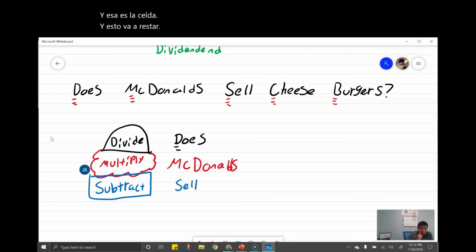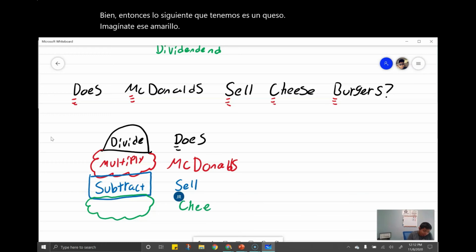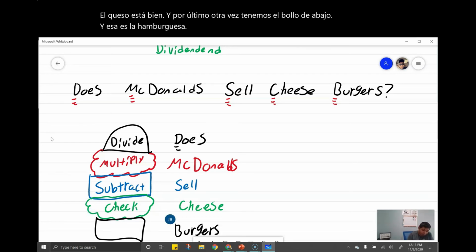Okay, then the next thing we have is the cheese. Imagine that's yellow. That's the cheese, and the cheese is to check, okay? And lastly, again, we have the bottom bun, and that's the burger. And burger stands for bring it down.